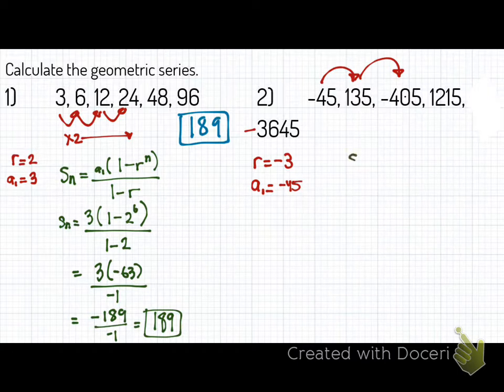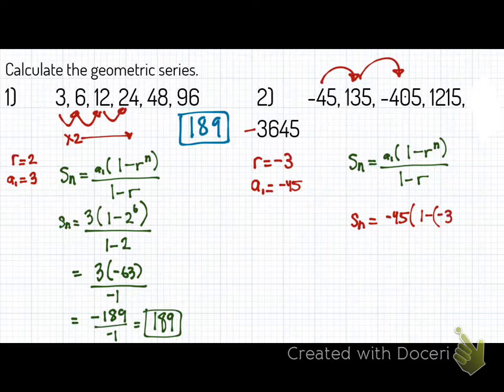So I'm going to start off by writing down my sum notation for a finite geometric series. And then I'm going to start replacing values. I'm going to replace a sub 1 with negative 45. My ratio is negative 3, all to the nth power. In this case, it's 5, okay? And then all over 1 minus our ratio of negative 3, okay? So this gets a little tricky with a negative, so ready?